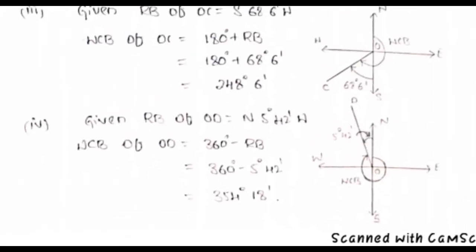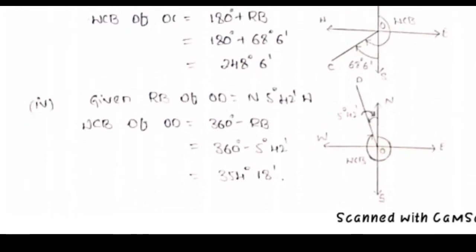Whereas coming to the fourth one, given the fourth quadrant reduced bearing angle, this is the coordinate system, and this is the line whose angle is 5 degrees 42 minutes from north. So we have to mention that line carefully also. If the angle is very small, then the line is very close to the north direction. If it is medium, it will come in the middle of the quadrant. So now the reduced bearing of OD is given as 5 degrees 42 minutes west.